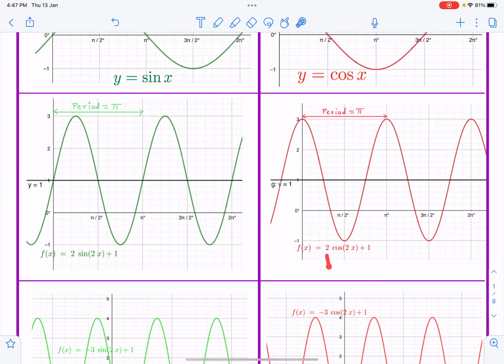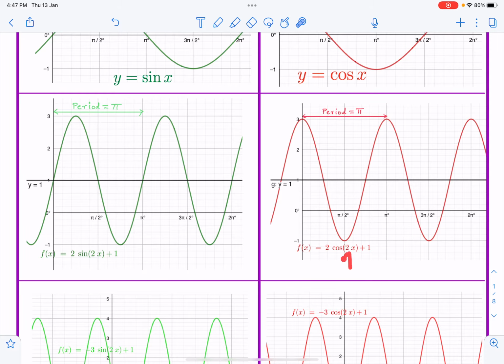So this is also having 2 and cos of 2x and plus 1. So by now I hope you understood what is the meaning of this 2. This 2 is giving you the amplitude. Remember that the amplitude is always positive. So amplitude here is 2.